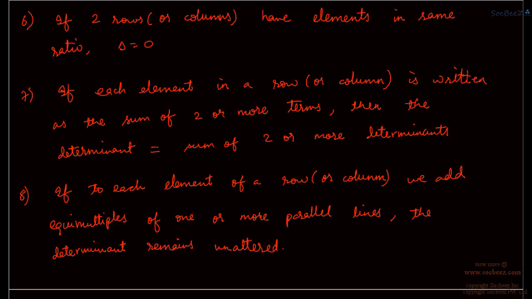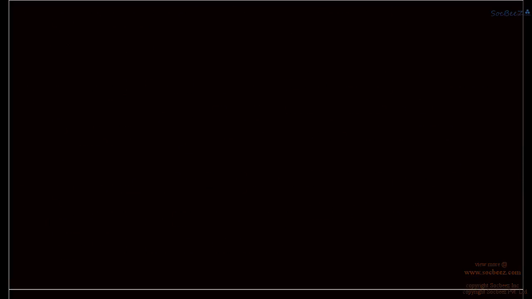So to each element of a row or column, we add equimultiples of one or more parallel lines, and the determinant remains unaltered. Parallel lines here means, if I am considering a row, I can only take the other rows. I cannot take columns, right? So if to each element of a row, we add equimultiples of one or more parallel lines, the determinant remains unaltered. I'll just show this one.